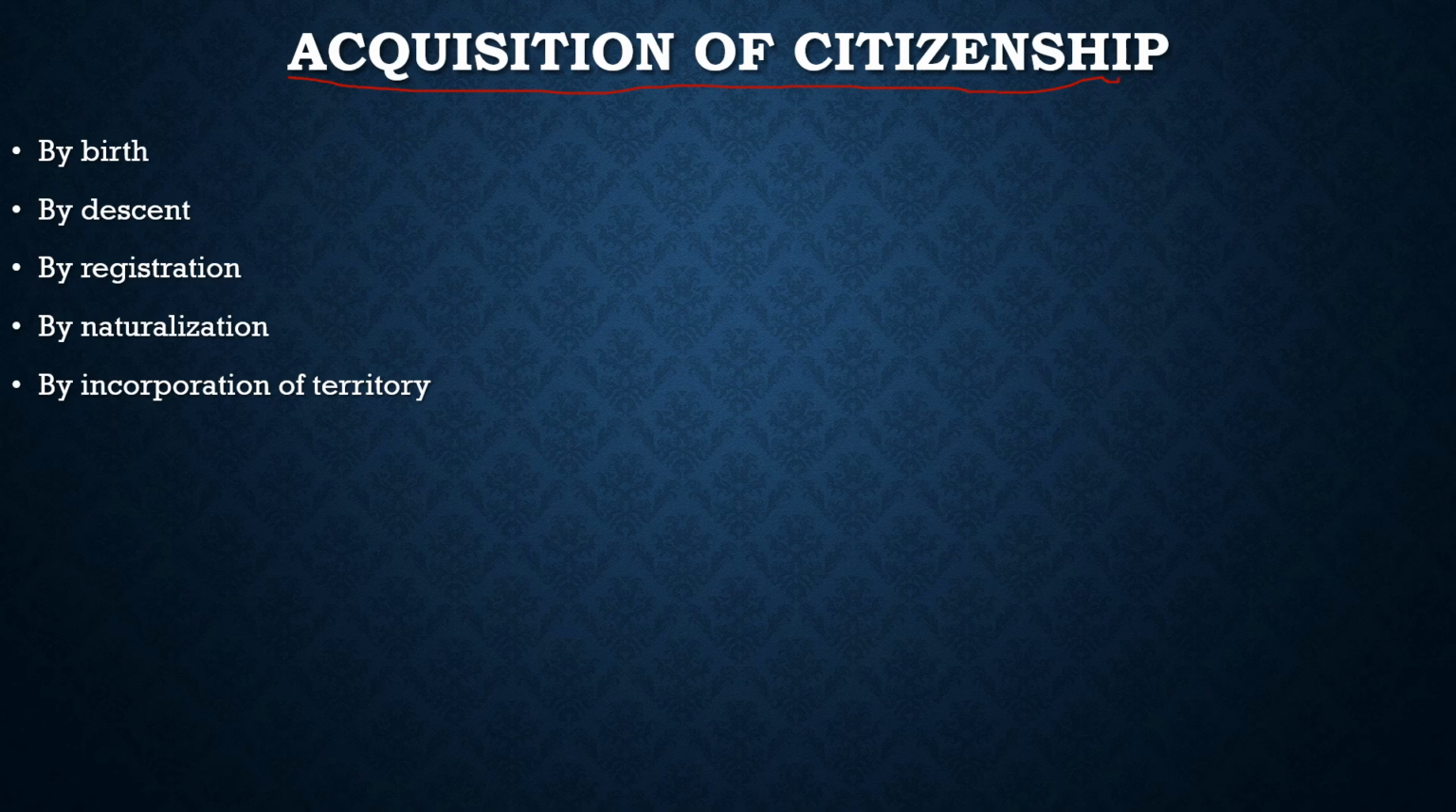Now let's understand citizenship by how we can acquire the citizenship of our country, which is India. In our country, we can acquire citizenship in these five ways: by birth, by descent, by registration, by naturalization, and by incorporation of territory. Now we are going to discuss the criteria for a person to be a citizen of our country if he is born in our country.